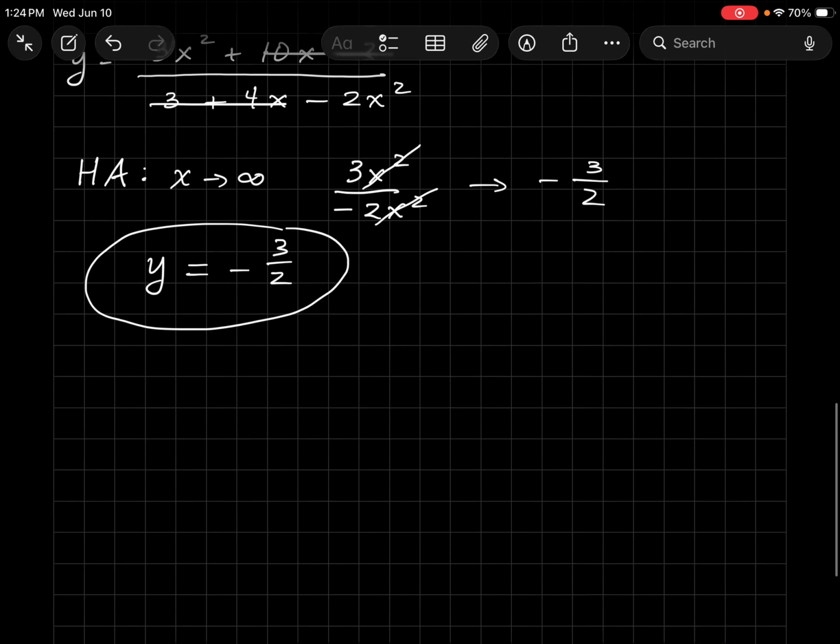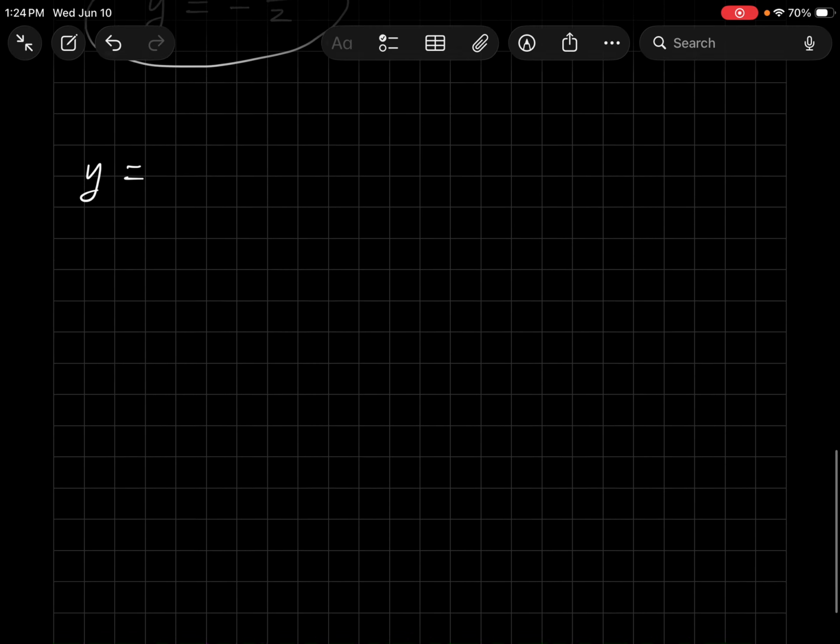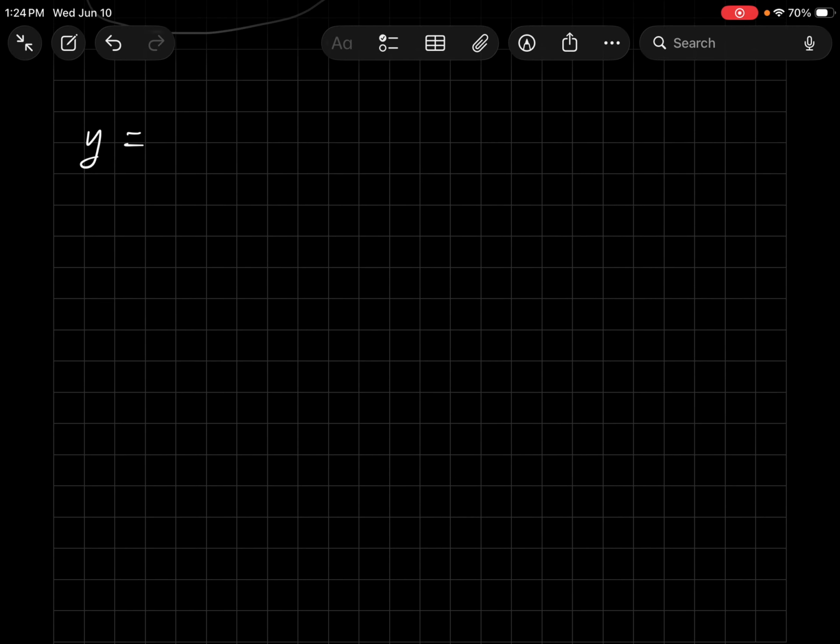What if our powers don't match? That is, what if the highest powers, top and bottom, are different? All right, let's consider this one. Let's consider x squared plus 3 over x cubed plus x squared plus, say, 20. And we want to find the horizontal asymptote, which I am calling HA.